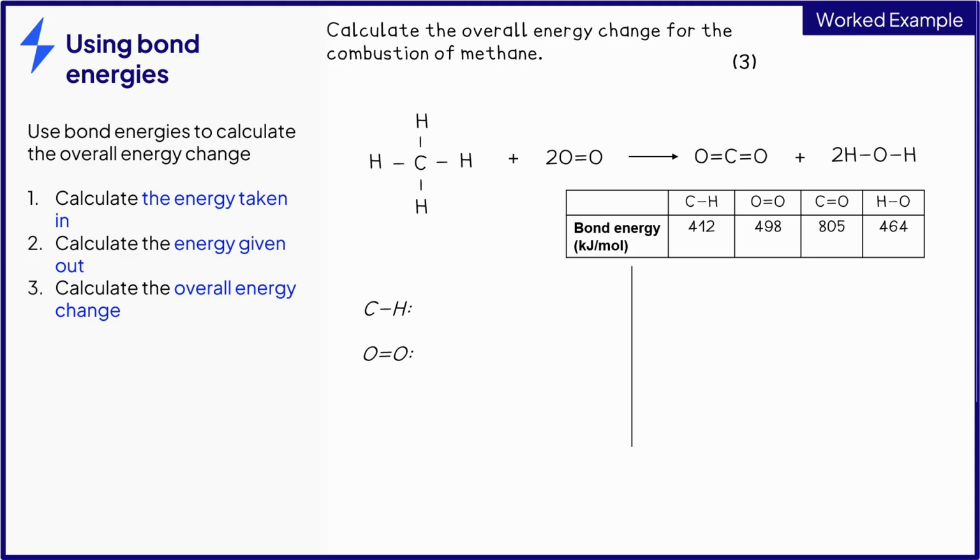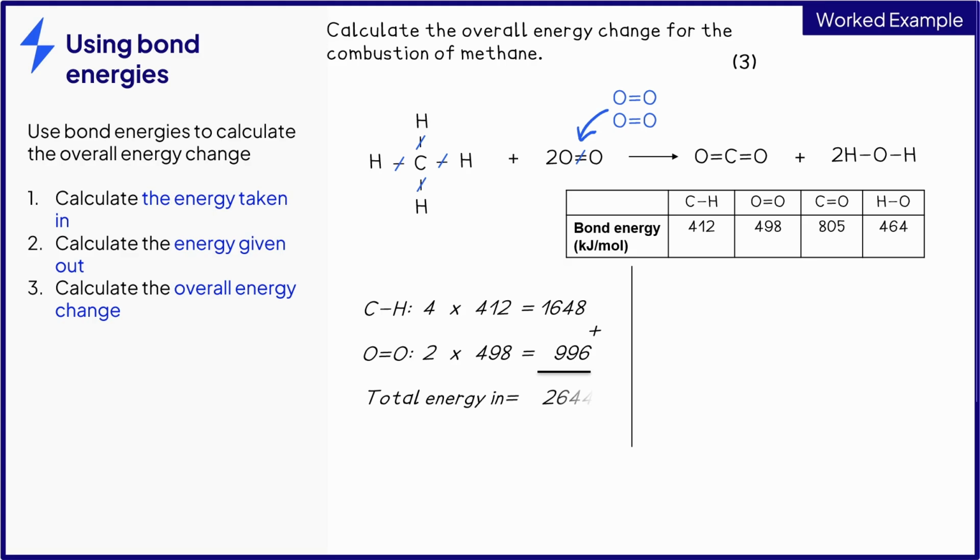Then identify how many of each bond you have and multiply that number by the bond energy. This is the step that most students do incorrectly, so it can be helpful to cross off the bonds as you count them. There are 4 carbon-hydrogen bonds, so we multiply 4 by 412 to give 1648. There are 2 molecules of oxygen, which means there are 2 oxygen-oxygen double bonds. Again, we can multiply this number by the bond energy in the table to give us 996. Add these values together to find the total energy taken in to break the bonds, which gives you 2644. This part of the calculation will score you 1 mark.